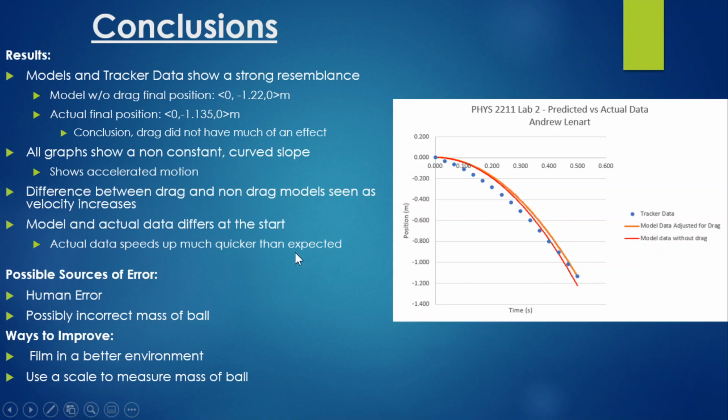Actual data speeds up much quicker than expected, and reasons for this could be human error when I clicked the objects while tracking, and possibly an incorrect mass of the ball as I did not use a scale. So, ways to improve: I can film in a better environment, or I could use a scale to measure the mass of the ball. Each would help the data.